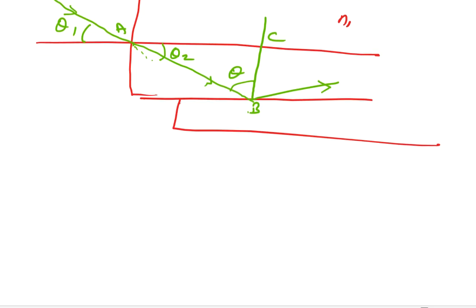In a simple way, so let us start. Apply Snell's law at A. See here, at A, the left hand side is air and the right hand side is core.